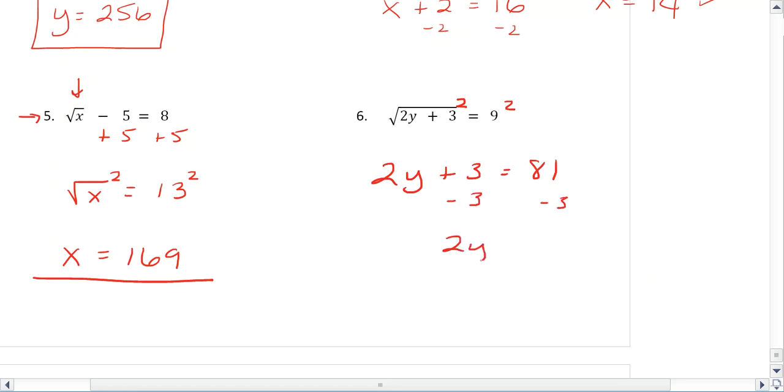So we subtract a 3 from both sides. And I get 2y equals 78. Dividing both sides by 2, half of 78 is 39. Again, check your answer coming up here. 2 times 39 is 78, plus 3, 81. Square root of 81 is 9. So this answer checks out.